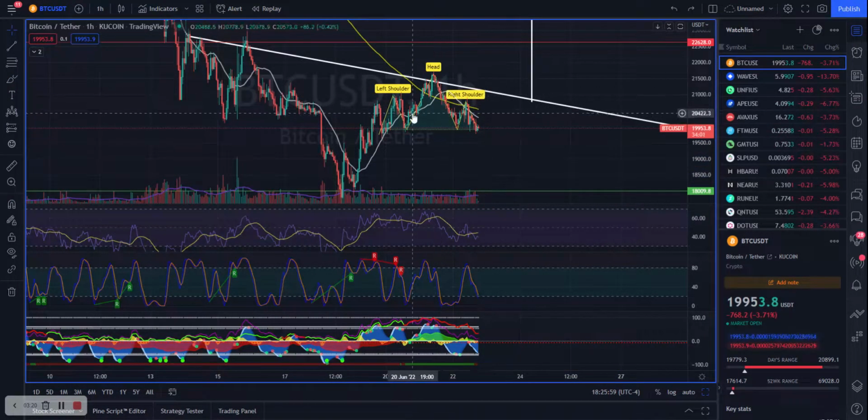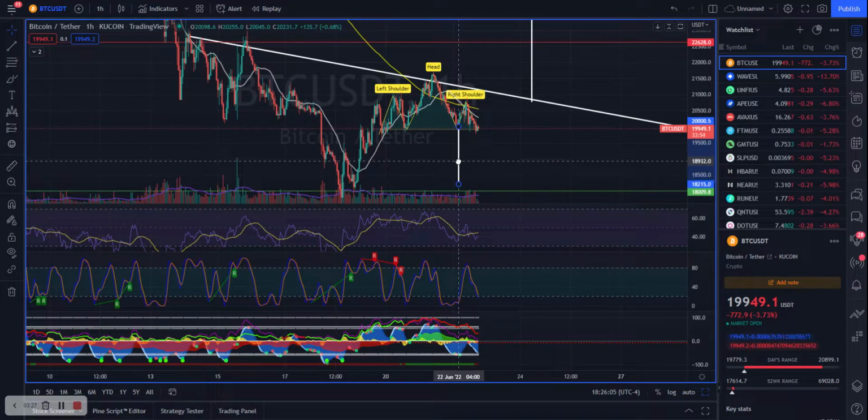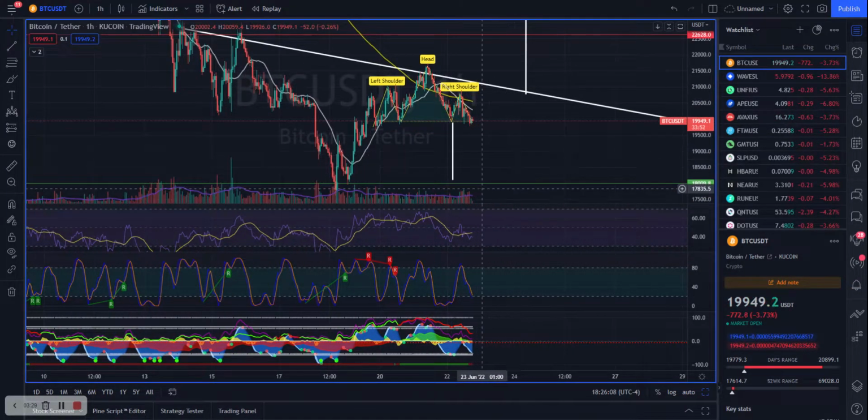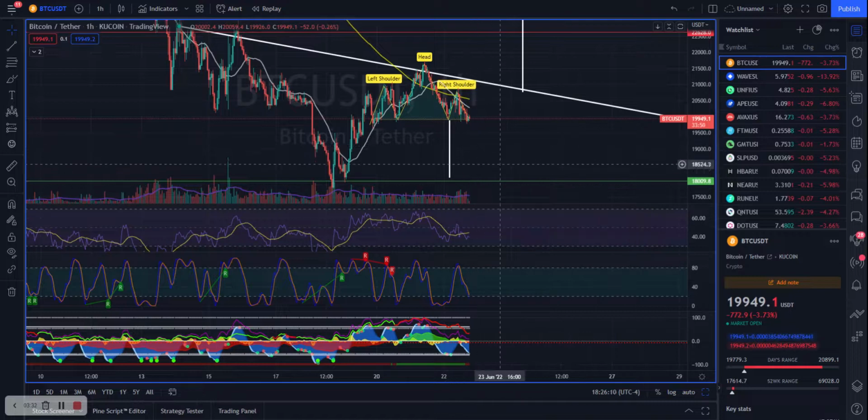So right here we have a head and shoulders pattern right now getting very close to the neckline. So this definitely has the possibility of coming down. And if we do, we are coming back down to our support level around 18,000. That is the measured move of this.